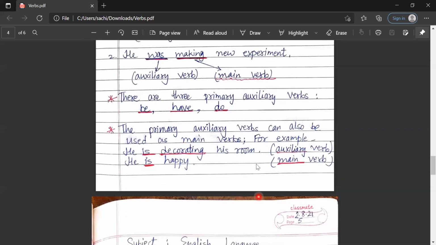There are 3 primary auxiliary verbs: be, have and do. The primary auxiliary verbs can also be used as main verbs. For example, he is decorating his room. Here is is used as an auxiliary verb. He is happy. Here is is used as a main verb.